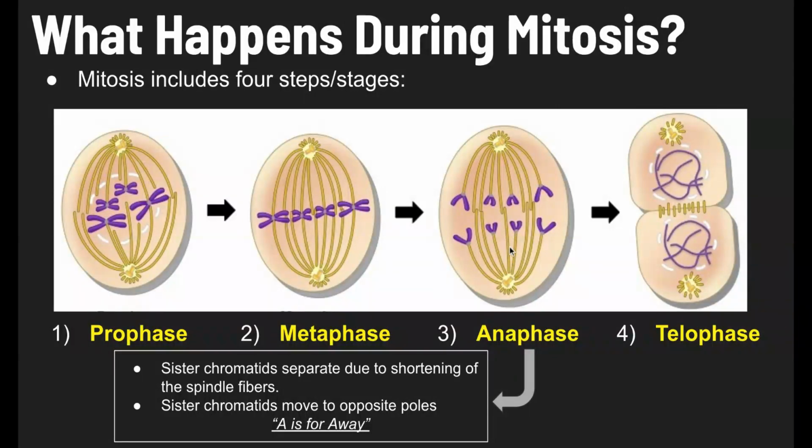An easy way to recognize this phase is to remember this. A is for away. Notice anaphase starts with the letter A, and these sister chromatids are moving away from each other. So A is for away.